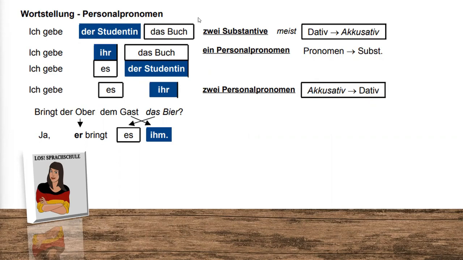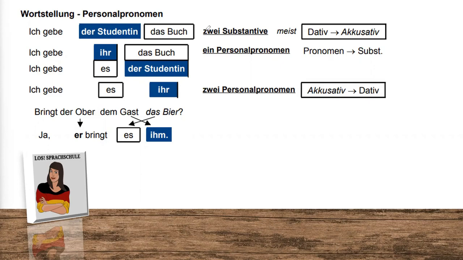Okay, what do we have here? If we check it out a little bit more detailed, we have two nouns or Substantive. We have die Studentin, das Buch. How do we see if it's a substantive? Of course, it has an article and is written in a capital letter. Those are the two easiest ways to identify them. So, I give the student the book.